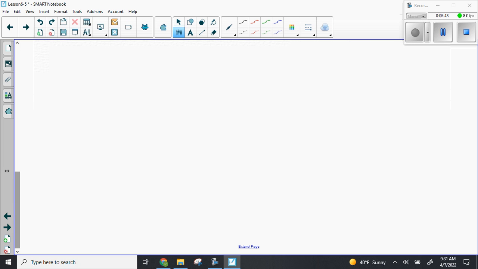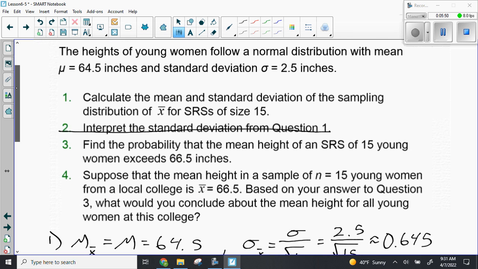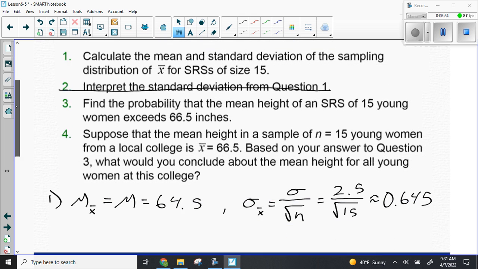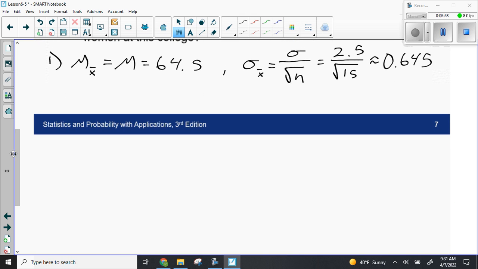which is taller than me by an inch and a half. Are they taller? It says that they're only 64.5 inches. I would say that if you're shorter than me, you're not tall. That's pretty much how that goes.